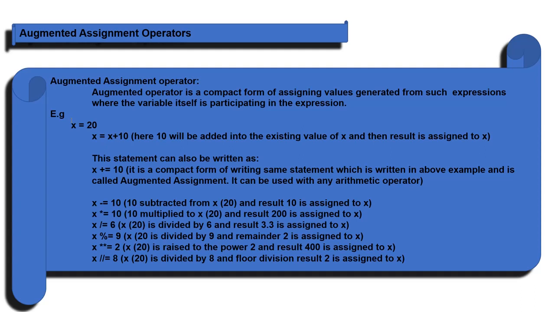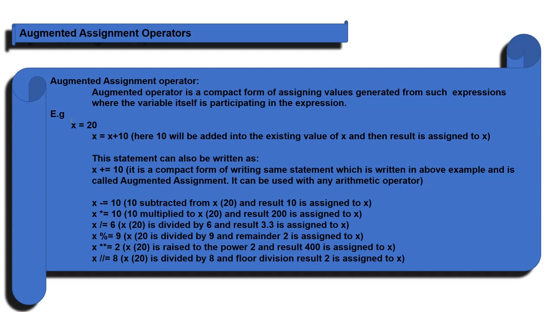For example, x is equal to 20. To increment the value of x by a factor of 10, what will we do? We'll write x is equal to x plus 10. That means in the existing value, that is 20, an additional value 10 will be added. The result is generated as 30 and that 30 will be assigned to x again.